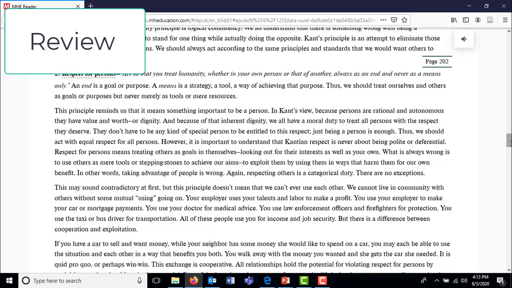But that review process is imperative to make sure you've learned what you're supposed to learn and you're ready to move on to the next phase. And that's it for the SQ5R reading strategy.